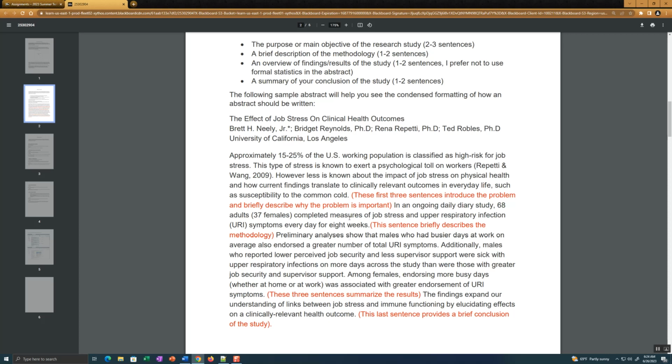Preliminary analyses show that males who had busier days at work on average also endorsed a greater number of upper respiratory symptoms. So in men who are working a lot, they're getting more sick. Additionally, males who reported lower perceived job security and less supervisor support were sick with upper respiratory infections on more days across the study than those with greater job security and supervisor support. Well, obviously that makes sense because they're under more stress and they have very little support at work.